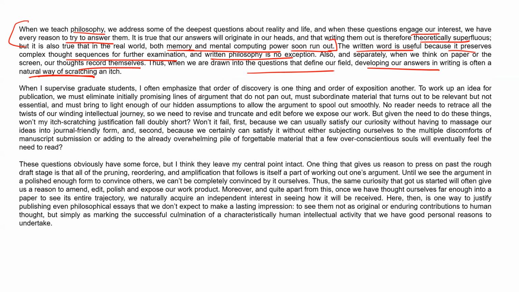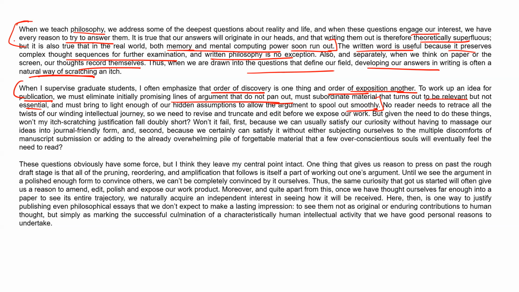When I supervise graduate students, I often emphasize that order of discovery is one thing and order of exposition another. So discovery, the way you are thinking, is one thing, and exposition means how you are exposing your thoughts to others, how you are writing them for the benefit of others. That's a different thing. To work up an idea for publication, we must eliminate initially promising lines of argument that do not pan out, must subordinate material that turns out to be relevant but not essential, and must bring to light enough of our hidden assumptions to allow the argument to spool out smoothly.